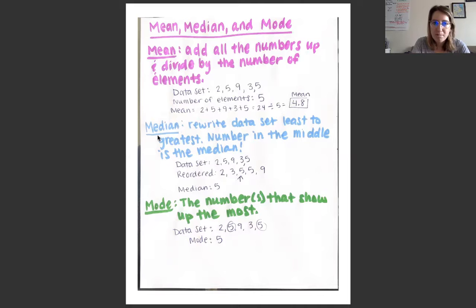So moving on to median, this one's a little bit more simplistic. You're going to rewrite the data set from least to greatest, and then the number in the middle is the median. So again, we have the same data set: 2, 5, 9, 3, and 5. We're going to reorder it from least to greatest, so starting with 2, then 3, then 5, then 5 again, and then 9. And then we have to find the number in the middle, okay? Because that's what the median is.